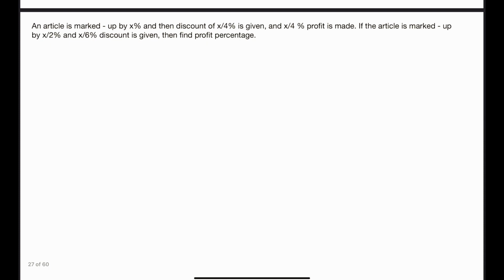So this is the next question which we are going to solve. An article is marked up at x percentage, then a discount of x by 4 percent is given, and a profit of x by 4 percent is made. If the article is marked up by x by 2 percent and an x by 6 percent discount is given, then what is the profit percentage? That is what the question is asking.